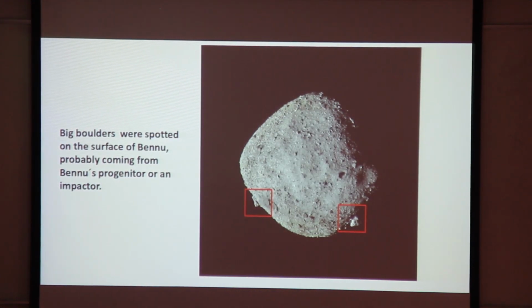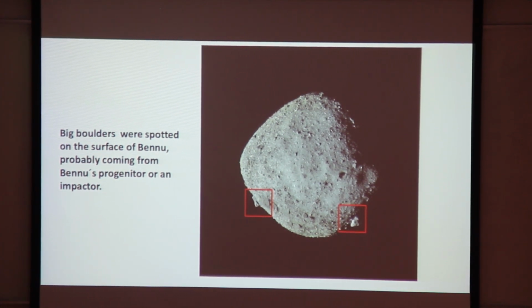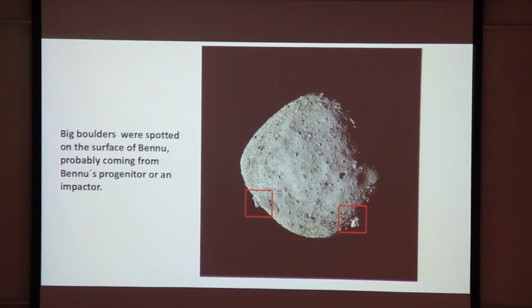So these are the two largest boulders that are present. And this is important because the current understanding was that Bennu was aggregated from collisional disruption of a larger body. And these large boulders are thought to be from Bennu's progenitor, which means they could be parts that are even older, or they could be parts of an impact. So this is still under investigation.